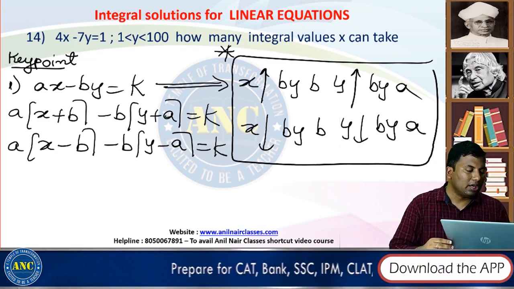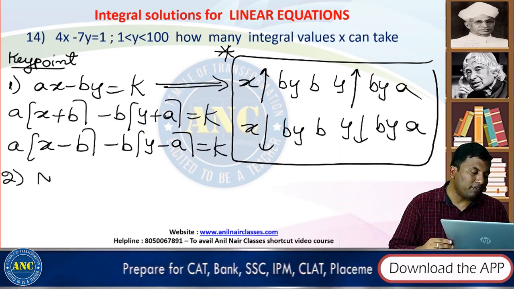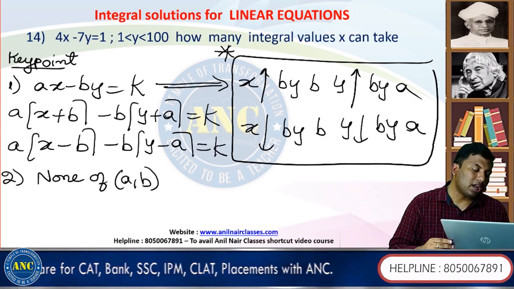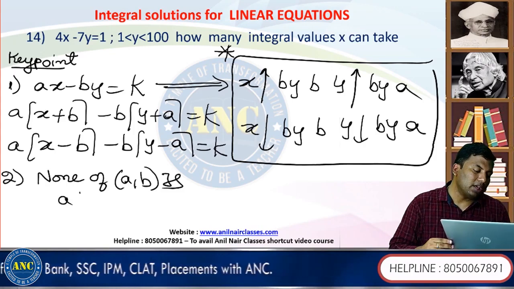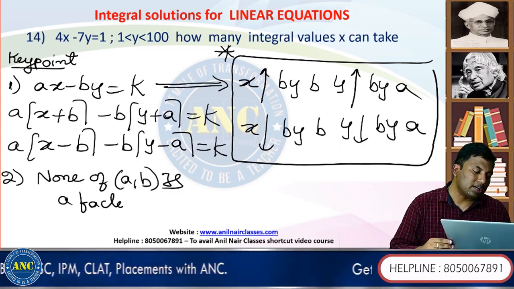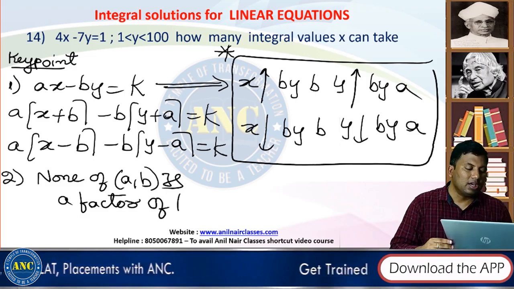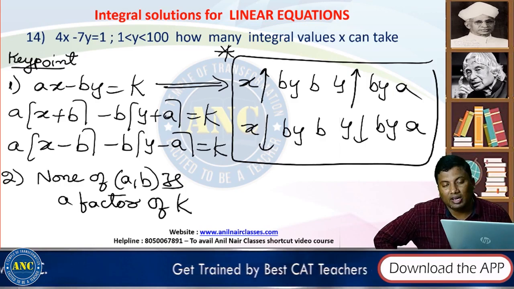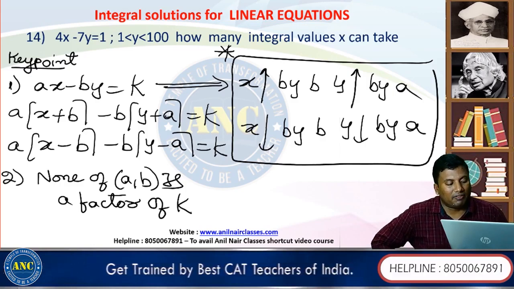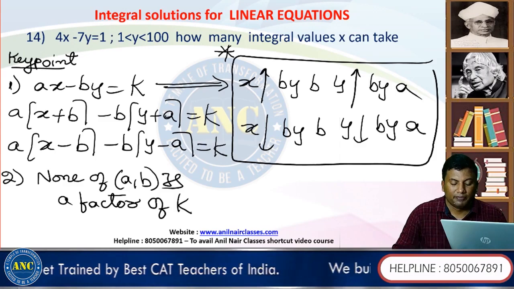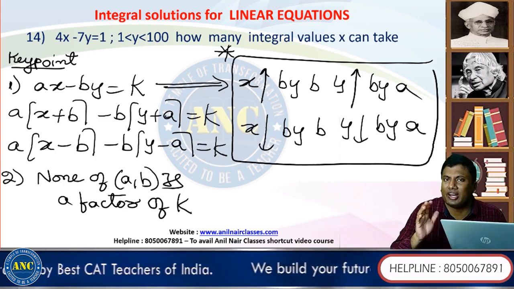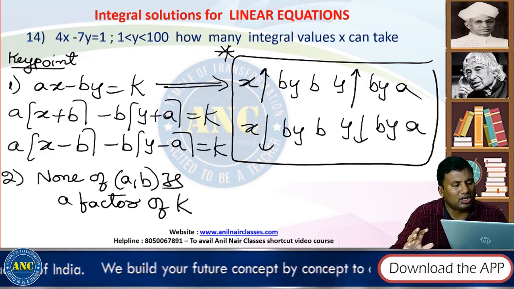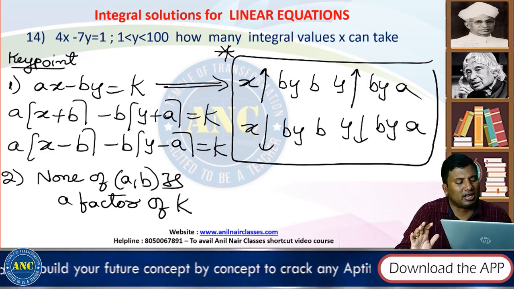Key point 2: none of a, b is a factor of the right hand side. That is the last case that we are discussing. 4 is not a factor of 1, 7 is not a factor of 1. Two cases. First, we will do a method, then we will use a unique answer option elimination approach. I hope it is clear.